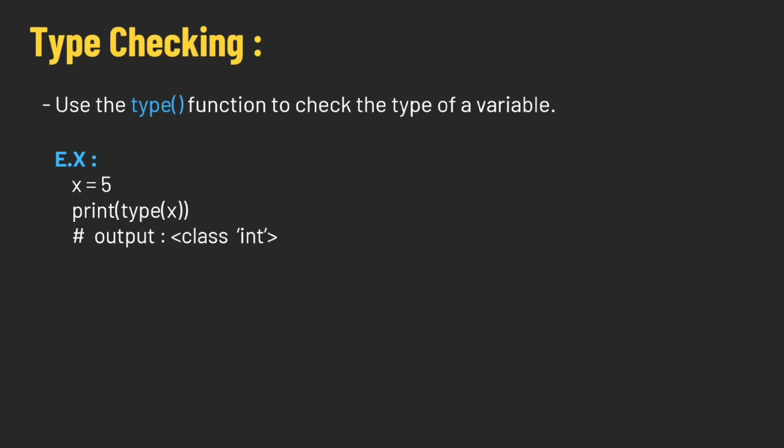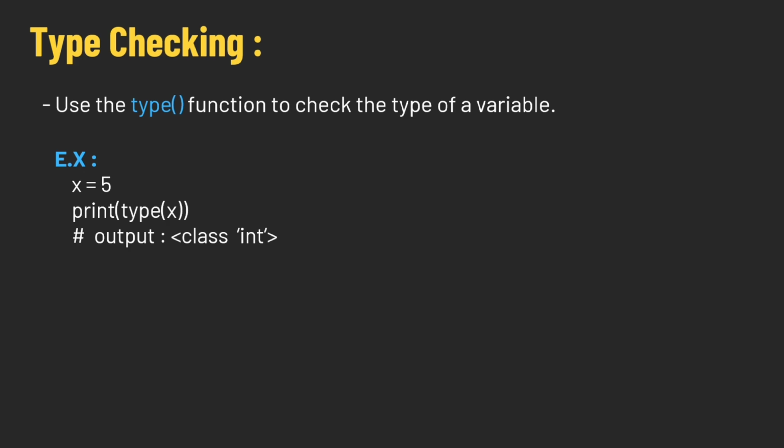Further, moving on to type checking. Imagine you are sorting a collection of objects. Before you perform any operation, you need to know what type of object you are dealing with. In programming, type checking helps us to understand the data type of a variable. It ensures that we are performing appropriate operations based on the variable type. The type function.